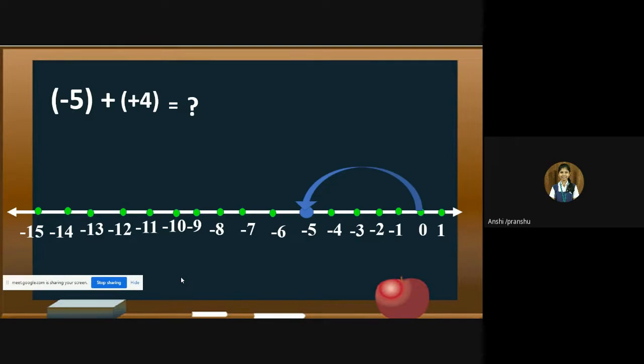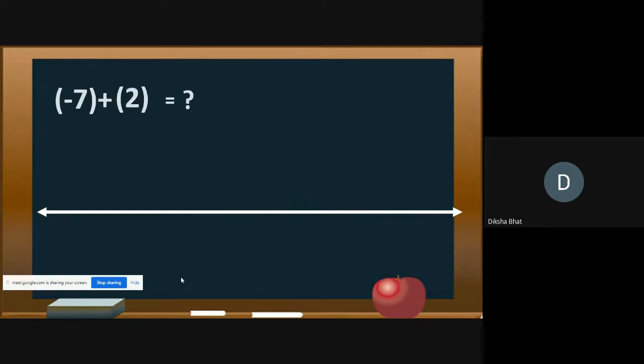Now which is the second integer? +4. So now we have to add positive 4. So on which side will we move? Right. Yes, right side of negative 5. 1, 2, 3, 4. So where did we reach? -1. Yes. So what will be the answer of negative 5 plus 4? -1. Yes, correct.